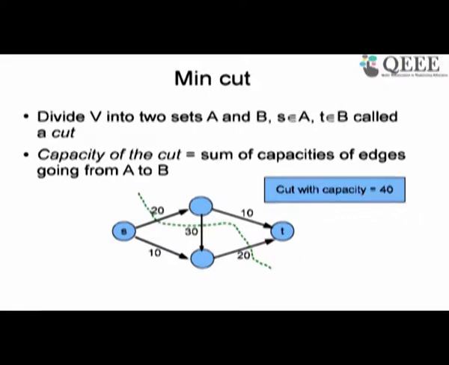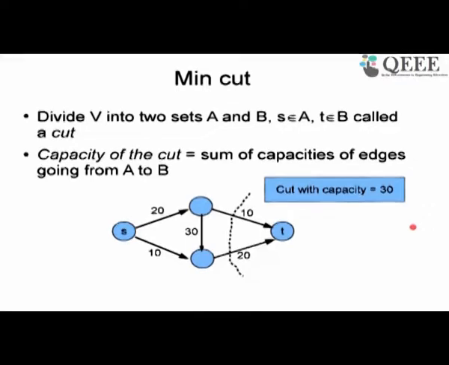Can we find a smaller cut? Yes, obviously we can. Imagine this cut. It has two edges going from A to B. A has three nodes, B has only one node, and this cut has capacity 30. I could also consider a cut which cuts these two edges, and that also will have capacity 30. So by examination of this graph, among all the cuts which separate S from T, the minimum capacity cut is 30. The capacity of the minimum cut is 30.